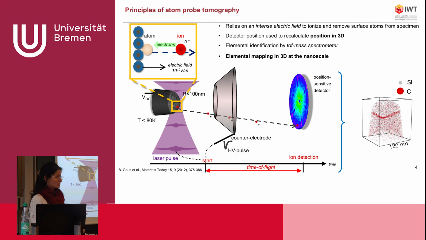The second mode is the laser pulsing mode. In the case of fragile samples, for example, instead of using these high voltage pulses, which create a lot of stress to the sample, we can use this laser pulsing mode in order to add thermal energy. Typically this is used for semiconductors or fragile metallic samples.